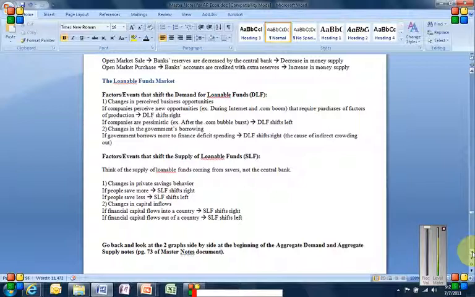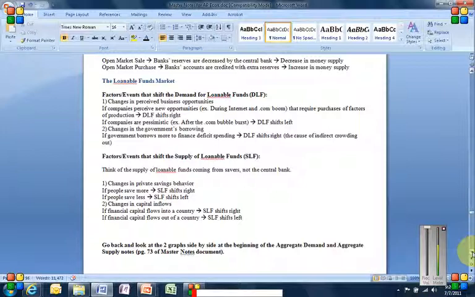And finally, what are some factors or events that could shift the supply of loanable funds, the supply curve? And remember, from all the shifting you've done already, same things apply here. A shift to the right is an increase in demand or supply. A shift to the left, having the entire curve be redrawn to the left, is a decrease in demand or supply. But think of the supply of loanable funds coming from savers, not the central bank. We are the people, when we save our money, that supply loanable funds that banks, of course, as financial intermediaries, loan to the people that need them long term.